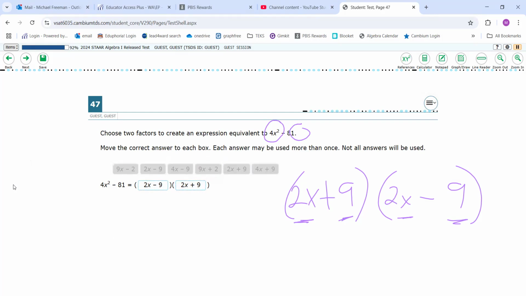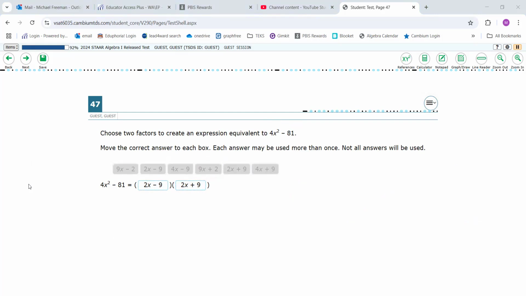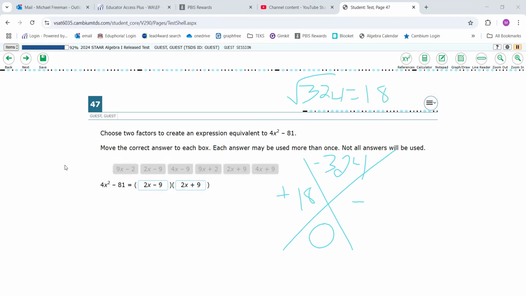Some of you are like, yeah, I didn't remember that. Well, we could have factored it. 4 times negative 81 is negative 324, and I want it to equal 0. Well, again, the only way for it to equal 0 is if these are both the same number, but one's positive, one's negative. So if they're the same number, I need to find the square root of 324. Well, the square root of 324 is 18, right? We can always plug that in our calculator, but just trust me.